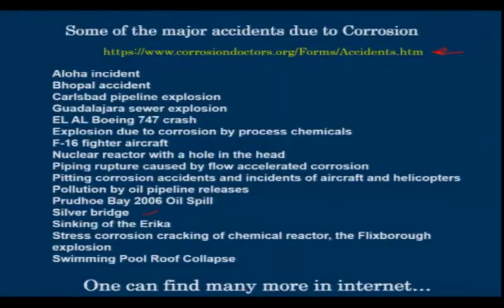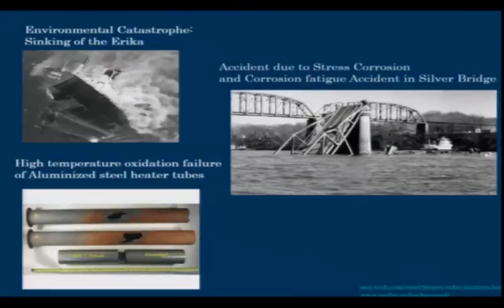Now, if I show some of the pictures, for example, this picture, this is an oil vessel, Erika, which failed due to corrosion. This is a major reason that it failed; it actually broke into halves. Now, this is the kind of failure I was talking about. This is the Silver Bridge failure, and I think it happened in 1967.